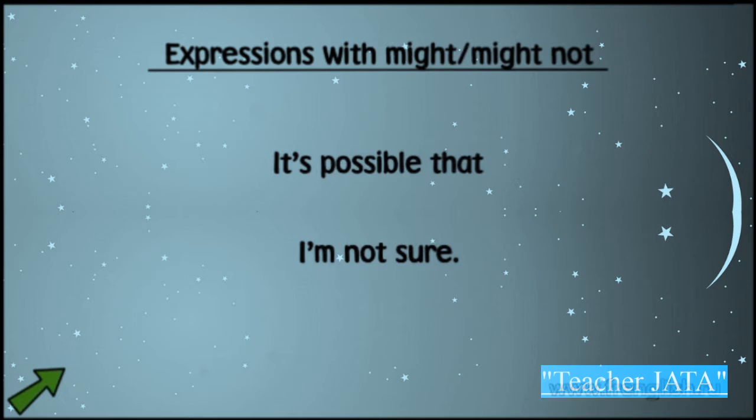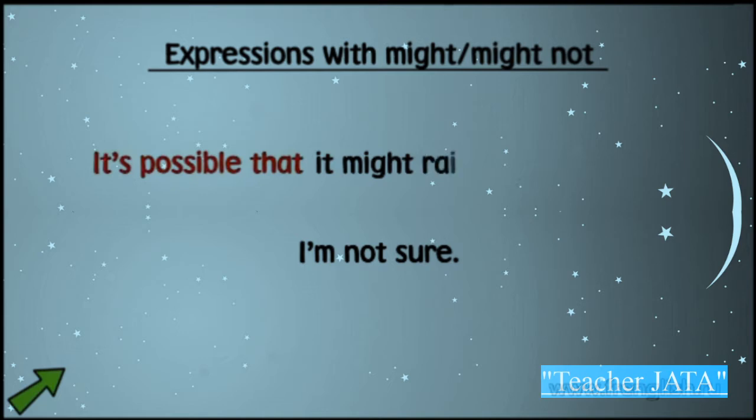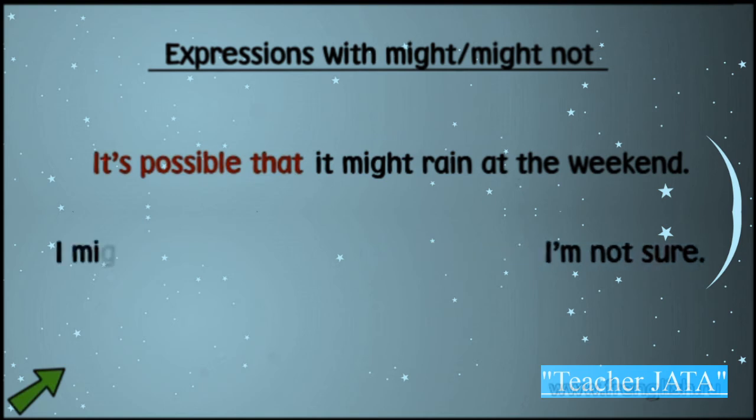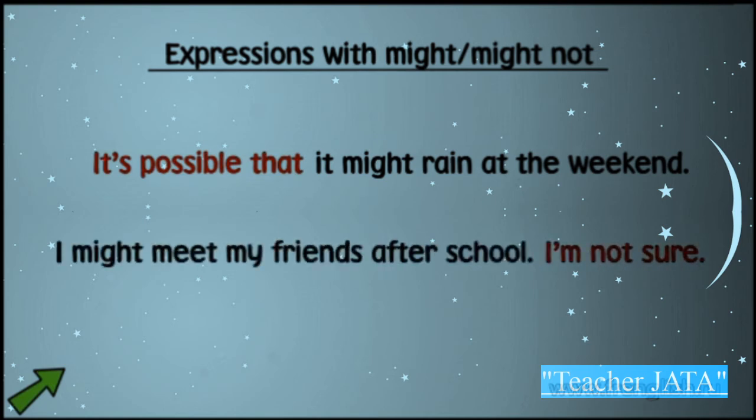We often use these expressions to show we are not certain about a prediction. It's possible that it might rain at the weekend. I might meet my friend after school. I'm not sure.